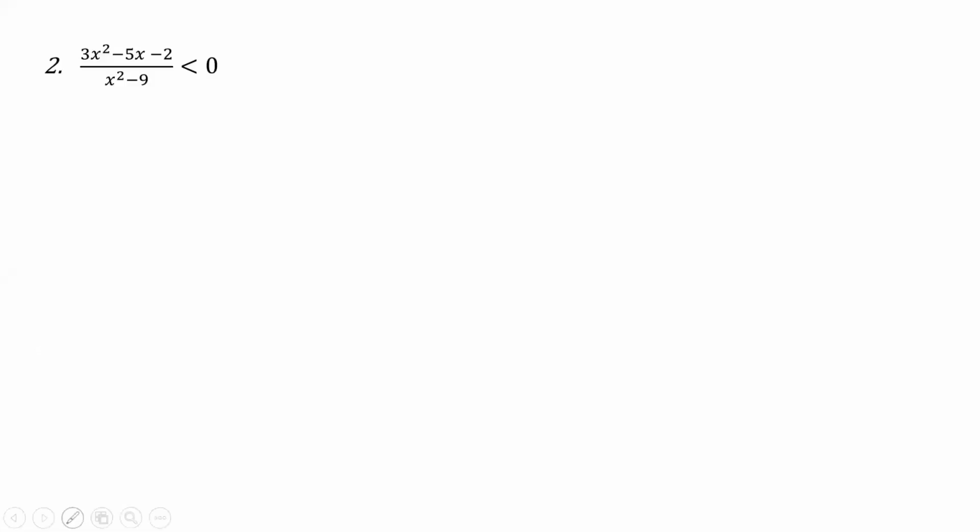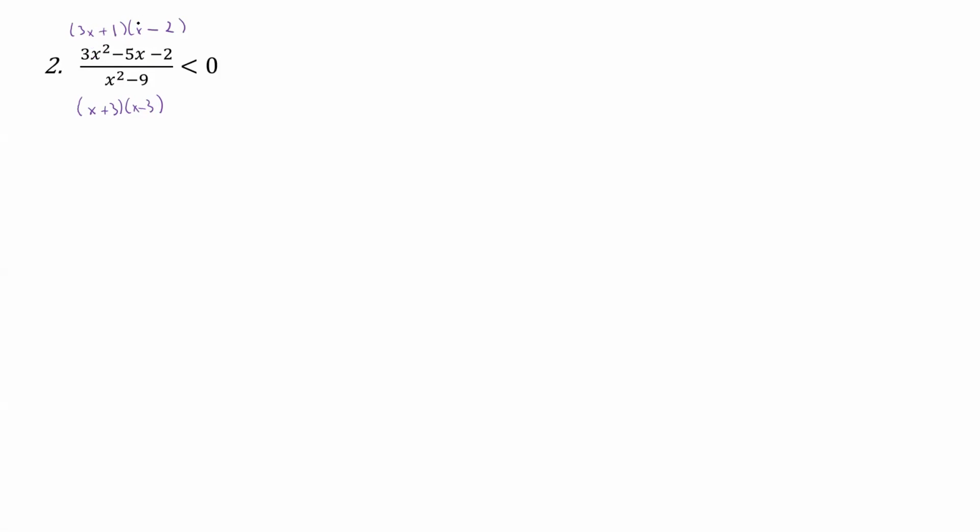All right, so let's work a couple of rational inequalities here. So the first one we're going to do, we need to factor the numerator and denominator. And so the denominator is just a difference of squares, so it's x plus 3, x minus 3. The numerator, that's going to give us 3x, x, and let's say 2, that'll give us 6, and then a 1. And we want a minus 5, so it'll be minus 2 plus 1.